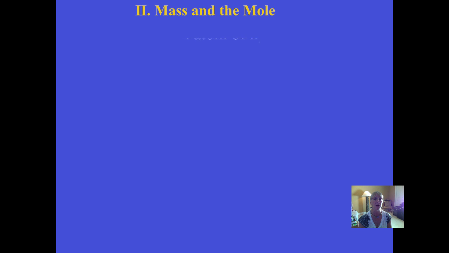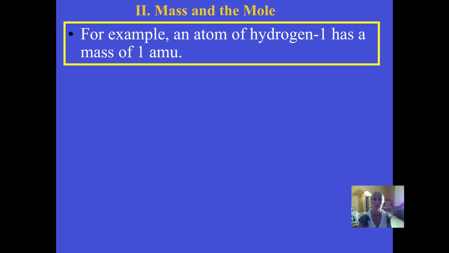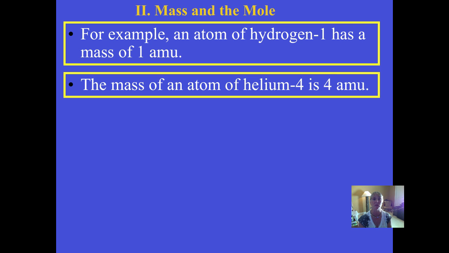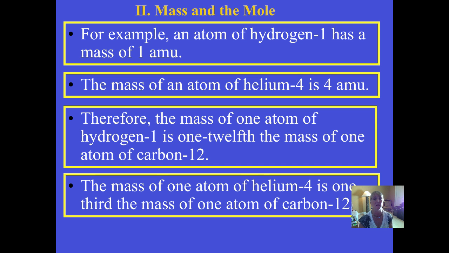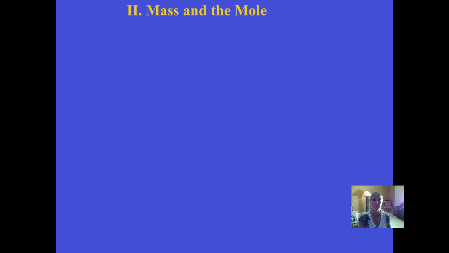So we established the masses of all the other elements relative to that mass of a single carbon atom. An atom of hydrogen has an atomic mass of 1 compared to carbon, or the mass of helium has an atomic mass of 4 compared to an atom of carbon. So essentially the atom of hydrogen is 1/12 the mass of a carbon atom, and the mass of a helium atom is 1/3. 4 divided by 12 is 1/3 of the mass of a carbon atom.